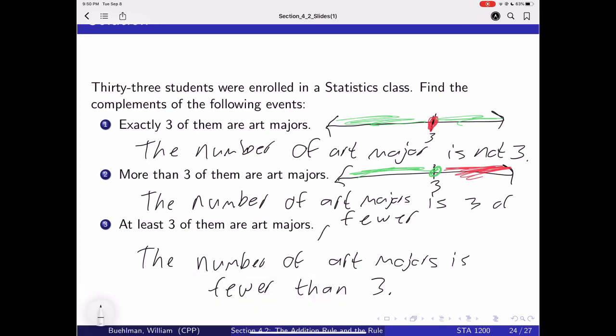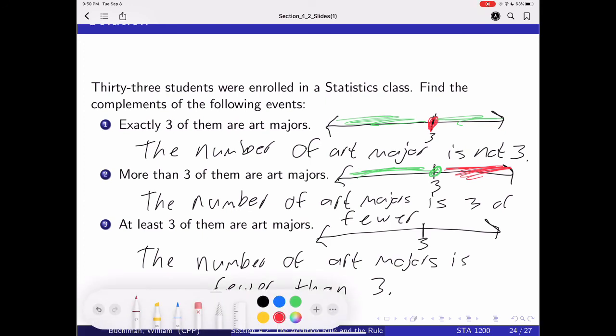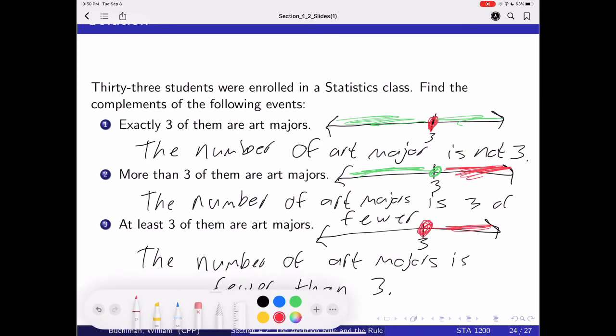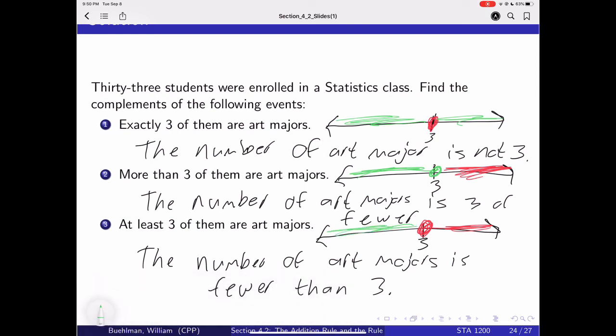Last one, we had at least 3 were art majors, so we draw our number line. Here's 3 again. So in red, we're going to draw our statement at least 3, so 3 was included, and everything more than that. So our complement had to include everything else, which is down here, which is fewer than 3.